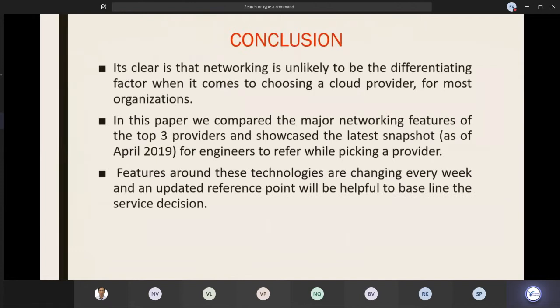So coming to the conclusions, it is clear that networking is unlikely to be the differentiating factor when it comes to choosing a cloud provider for most organizations. In this paper, we have compared the major networking features of the top 3 providers and showcased the latest snapshot for engineers to refer to when choosing a provider. The features around these technologies are changing every week, and an updated reference point will be helpful to baseline the service decision.